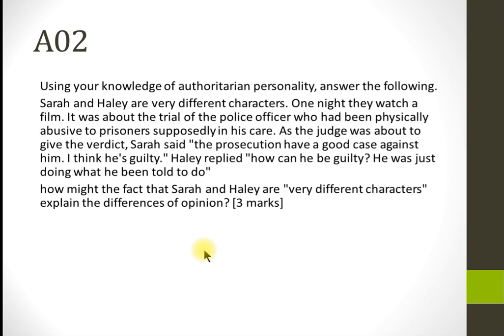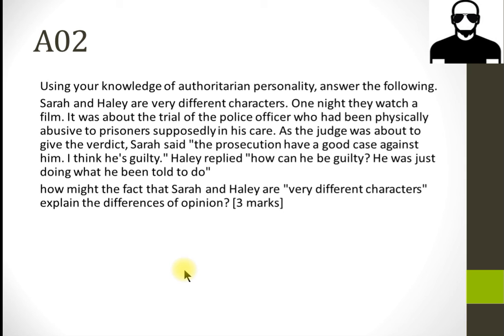Let's start. The first one's an AO2 question. Using your knowledge of authoritarian personality, answer the following. Sarah and Haley are very different characters. One night, they watch a film about the trial of a police officer who has been physically abusive to prisoners, supposedly in his care. As the judge was about to give the verdict, Sarah said, "The prosecution have a good case against him. I think he's guilty." Haley replied, "How can he be guilty? He was just doing what he'd been told."